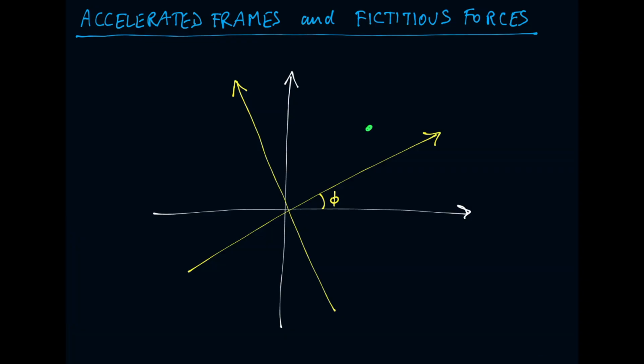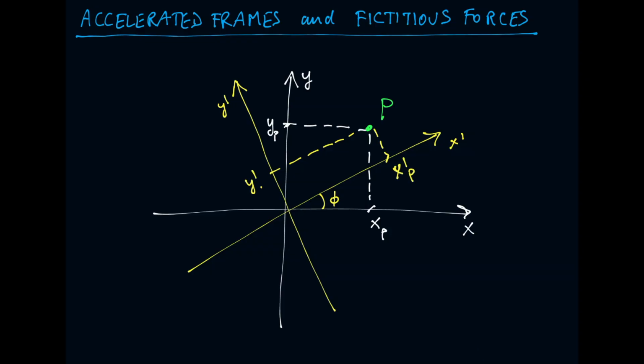Take a point P, and we call these coordinates y prime and x prime for the primed reference frame, and just x and y for the original reference frame. And as we did before, you can think of the coordinates that this point has in the two reference frames. If you do it in the yellow reference frame, you would find these coordinates, x prime p and y prime p. So there's no doubt that they would disagree on the coordinates.